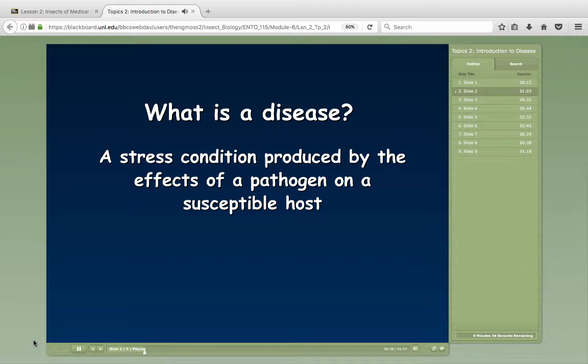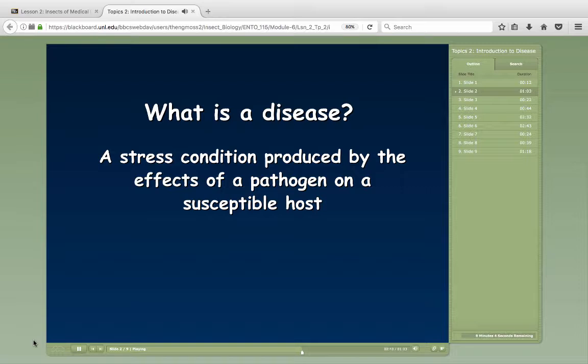But for this case, since we have an introductory course, we're going to define a disease as a stress condition produced by the effects of a pathogen on a susceptible host. And the pathogen is actually what causes the disease or what causes the illness, okay? And you have a susceptible host. And so this applies to insect vector diseases. It applies to the bacteria, viruses that cause us to be ill. And it really depends upon the susceptibility of the host.